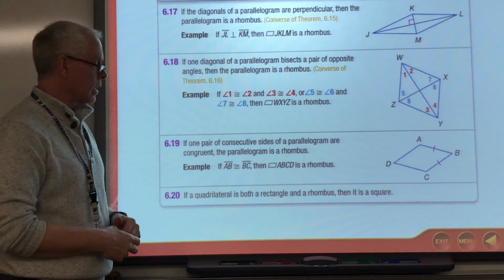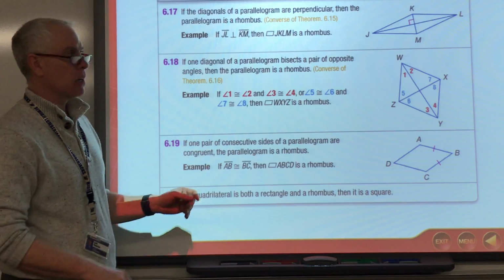And of course, we already talked about this. If it's a rectangle and a rhombus, it must be a square.